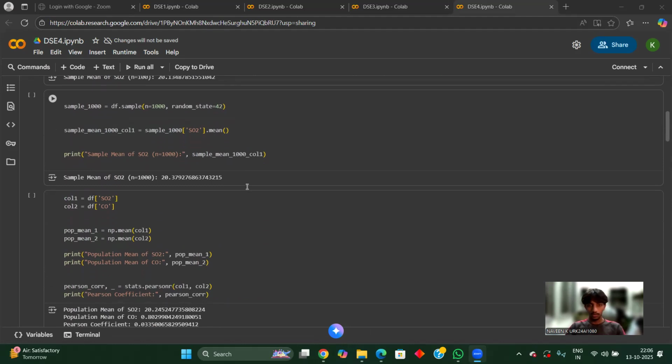And the third program is about sample mean with n equal to 1000. Here we increase the sample size to 1000 to see the effect on the sample mean. Again, we use df.sample with n equal to 1000, random_state equal to 42. Calculating the sample mean of SO2 shows it is closer to the population mean compared to a smaller sample. This illustrates the law of large numbers, where larger samples tend to approximate the population parameters more accurately.